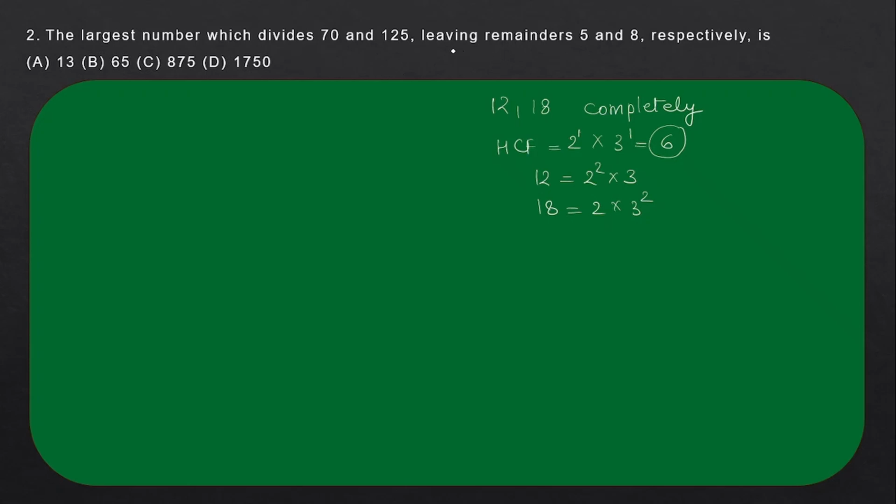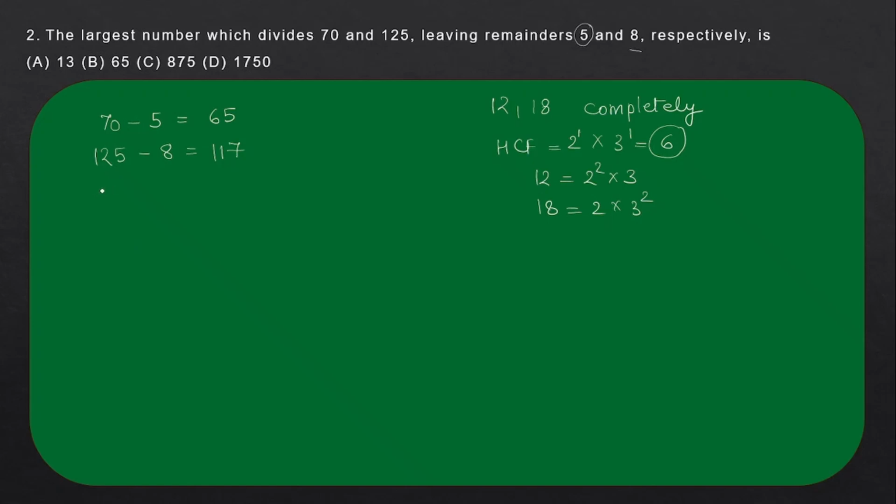There is an additional condition given here. It is leaving remainder 5 and 8. What is the meaning of leaving remainder 5 and 8? If my number, which is my HCF, is dividing 70 completely, it must not leave a remainder. And if it is leaving a remainder, that means in my required number, this 5 is extra. So from my number, I will subtract this 5 to get the actual number. When my HCF is dividing 125 and it is getting remainder 8, that means my actual number which is getting divided is not 125. It is 125 minus 8, which is 117. So my actual question becomes the largest number which divides 65 and 117.